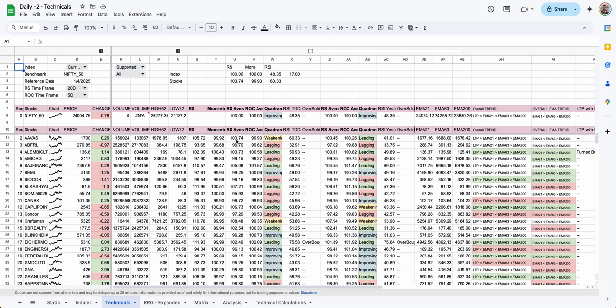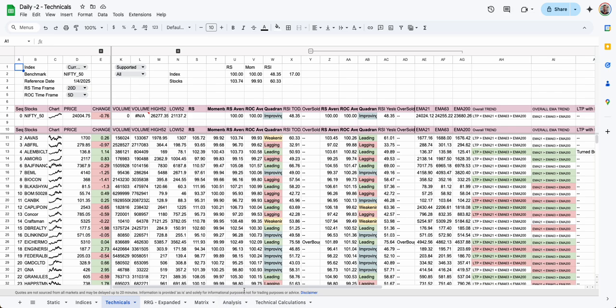Its 20-day relative strength average is 103.74 and momentum average is 99.93. Using this, I categorize them into a quadrant called the weakening quadrant. Its current RSI, you may go and check this in TradingView as well, is 60.33. Post that, I also have a bunch of indicators.